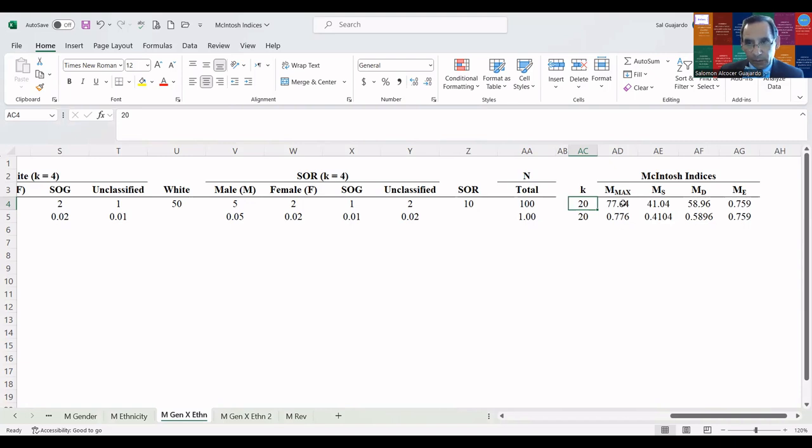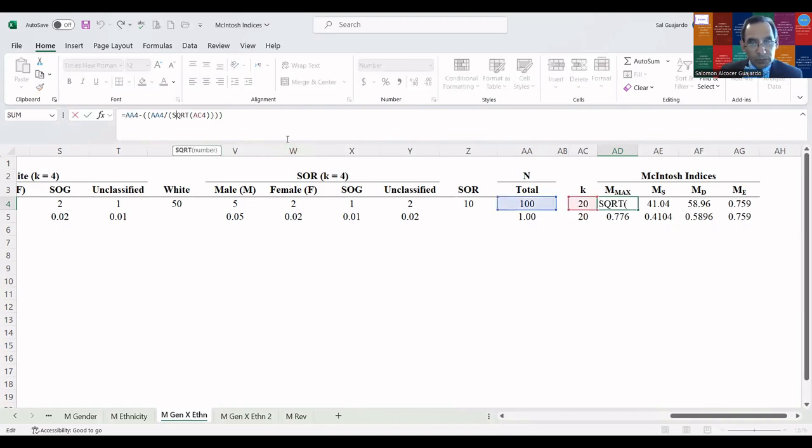So to obtain the maximum McIntosh score, again, it's going to be the total, which is 100, minus the total number of employees divided by the square root of the number of categories, or the number of groups, which in this case is K. You can do that with the frequencies. We can also do that with the percentages.